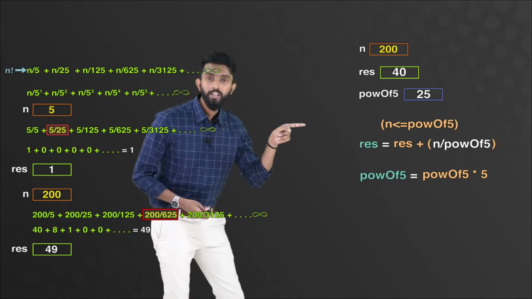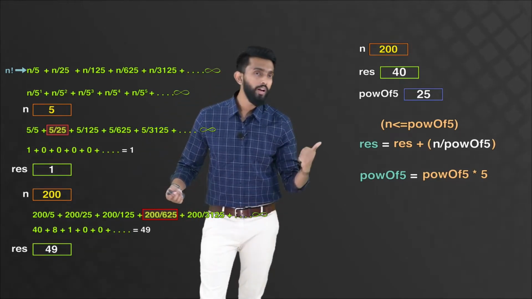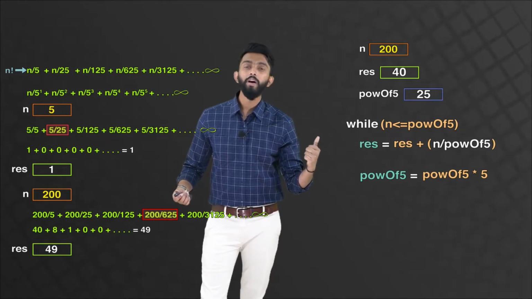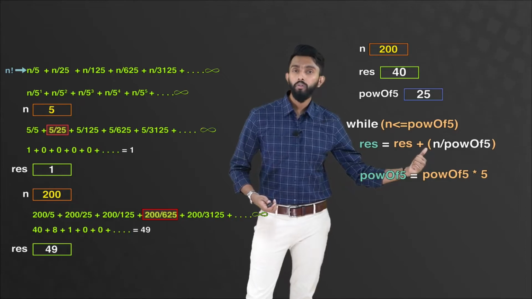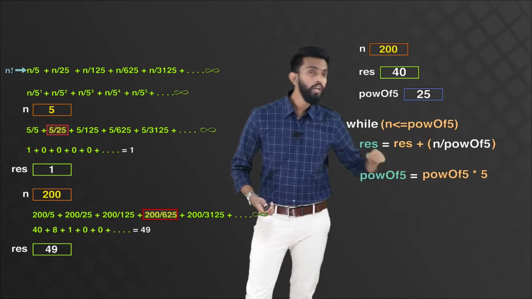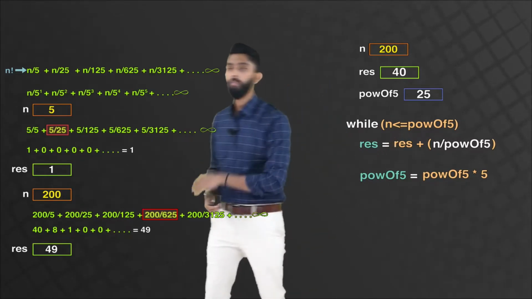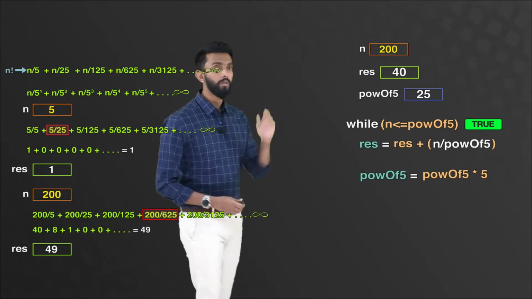So, I want "as long as" behavior. How will you get "as long as" in programming? Simple, there is a loop for it, and the name of the loop is the while loop. As long as n is greater than or equal to the power of 5, as long as this is true, keep doing this process. The moment it becomes false, stop and exit. Would you agree with me? So that's what I'm going to do. Let us apply it first time.